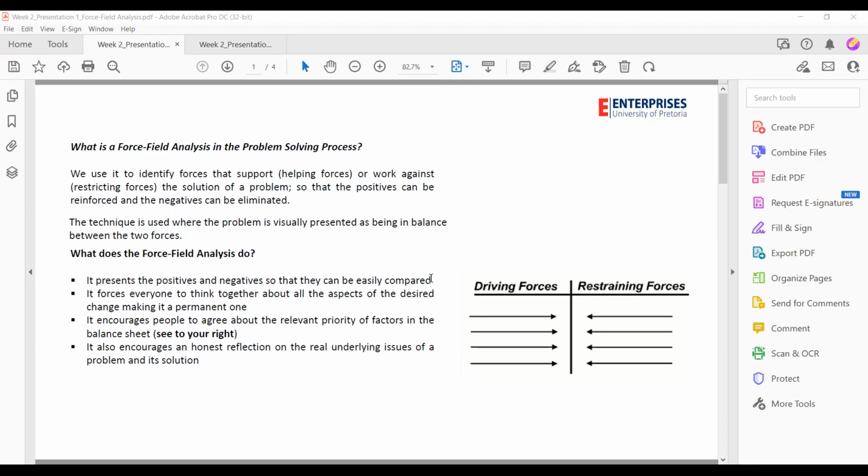We use it to identify forces that support, which are the helping forces, or work against, which are the restricting forces, the solution of a problem, so that the positives can be reinforced and the negatives can be eliminated. The technique is used where the problem is visually presented as being in balance between the two forces.